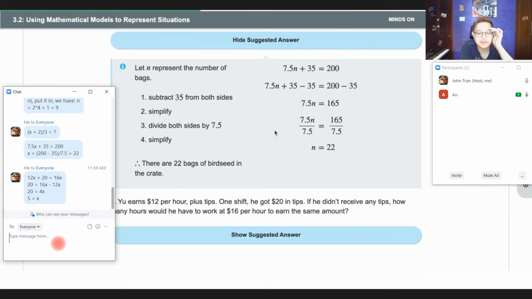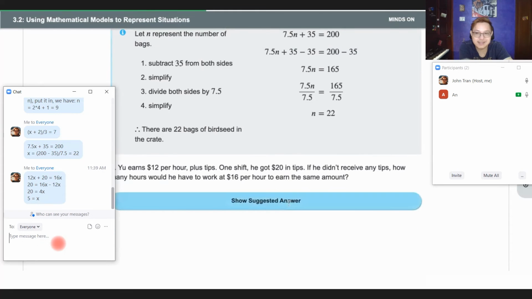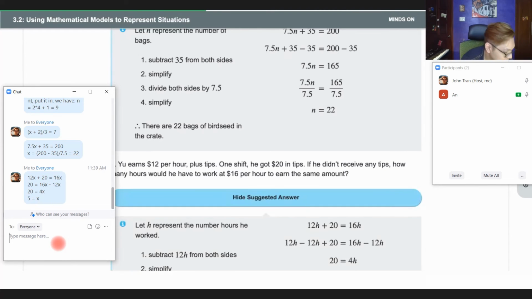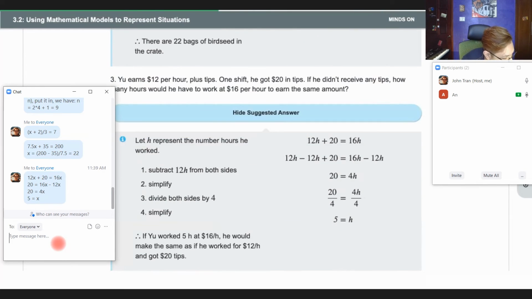So 5 hours, yeah, 5 hours. They are talking about the same number of hours now, so it's just x, yeah. So the suggested answer is 5. So he has to work 5 hours.